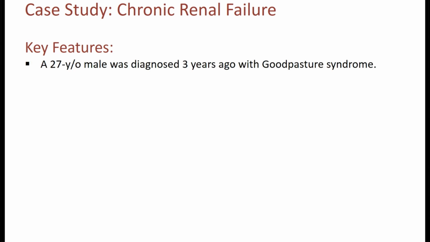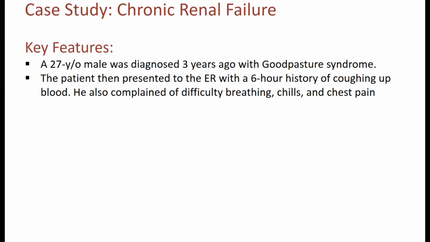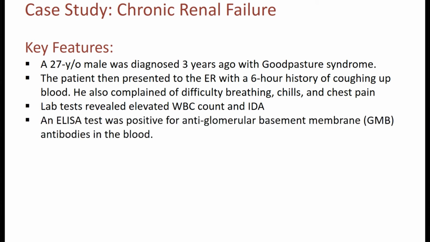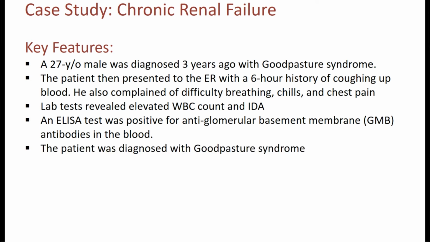Our case study about chronic renal failure or chronic kidney disease is simply about a 27-year-old, who is very young. Why does he have renal failure? We'll see. A 27-year-old male was diagnosed 3 years ago with Goodpasture syndrome. The patient then presented to the ER with a 6-hour history of coughing up blood. He also complained of difficulty breathing, chills, and chest pain. Lab tests revealed elevated white blood cell count and iron deficiency anemia. An ELISA test was positive for anti-glomerular basement membrane antibodies in the blood. And the patient was diagnosed with Goodpasture syndrome.